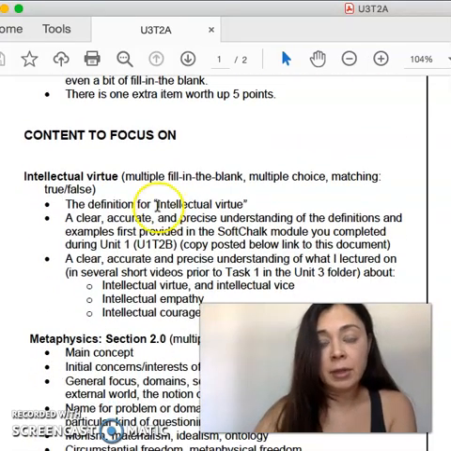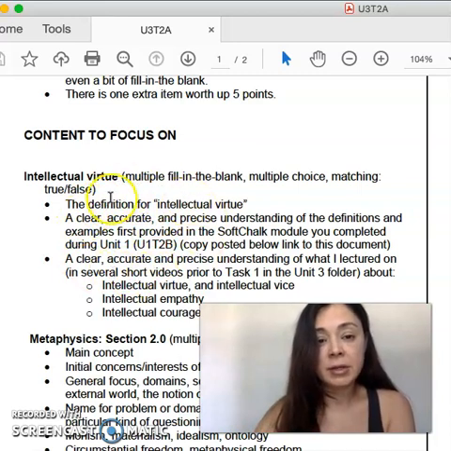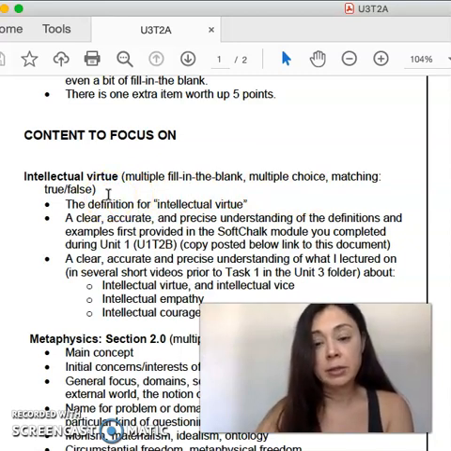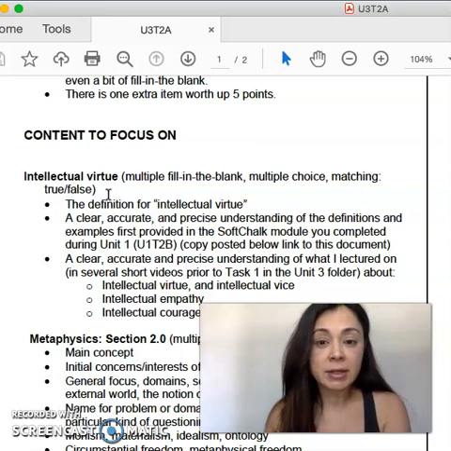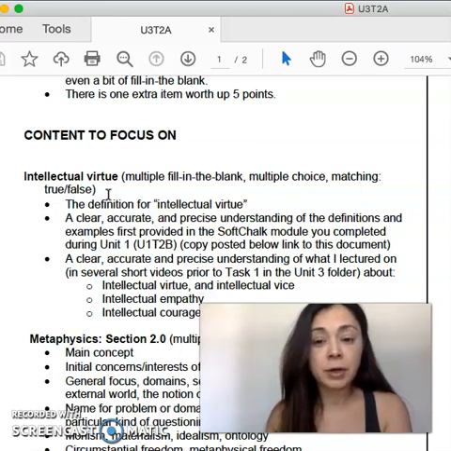The first outline component or subunit that you have in the study guide in terms of content is intellectual virtue. As you can see, there will be multiple fill in the blank, multiple choice, matching, and true/false. Keep in mind, as you learned when reading the instructions for the orientation reviewer quiz, when you're taking something in Blackboard, you want to pay attention to the content of the answers. So A could be true or A could be false when you're selecting true/false answers from a matching. So keep that in mind.